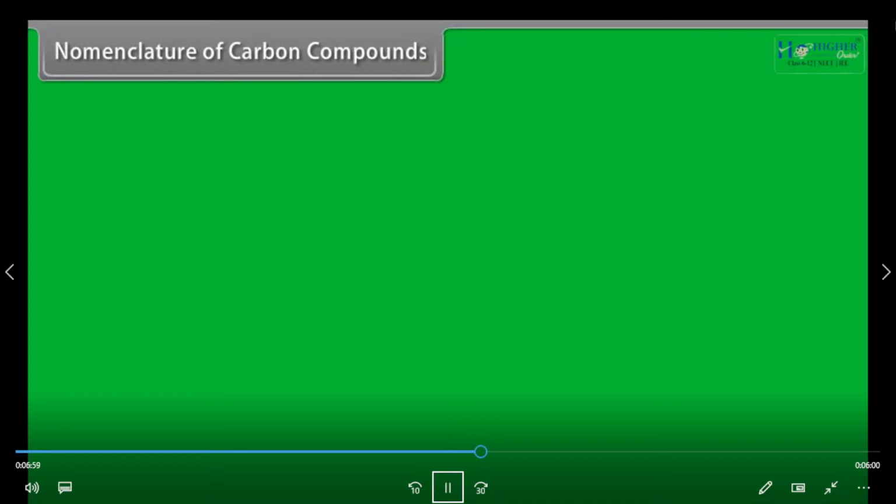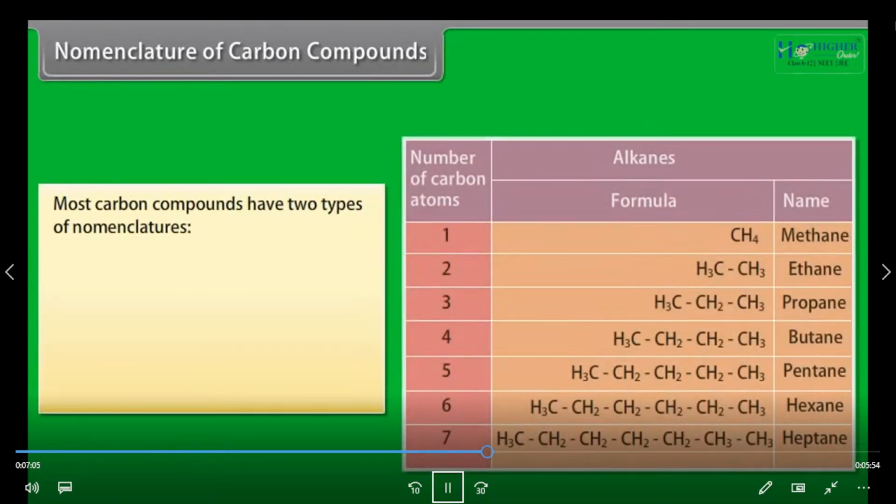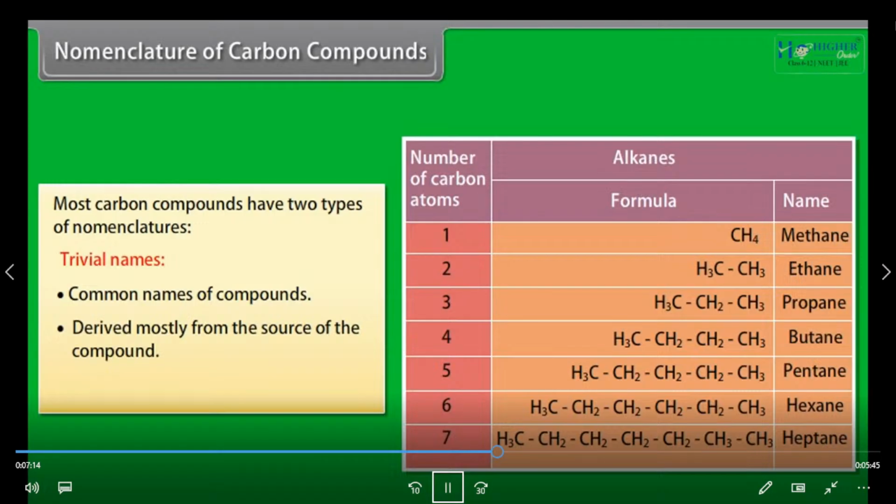The system of assigning a proper name to a particular carbon compound is called nomenclature. Most carbon compounds have two types of names. Trivial names. Trivial names are the commonly used names of carbon compounds. These are derived mostly from the source of the compound. However, names formed in this manner are ambiguous and repeating.